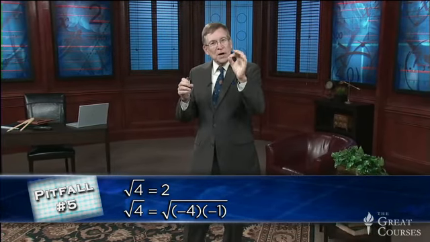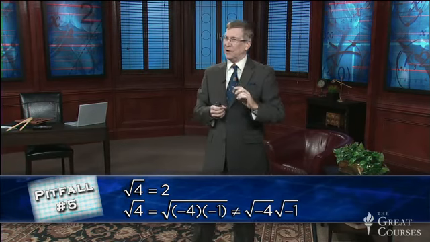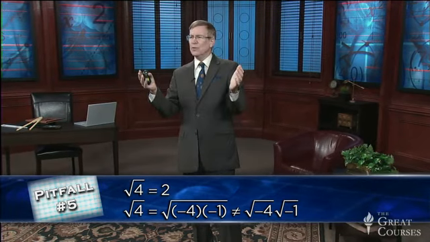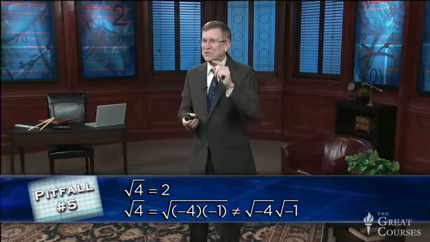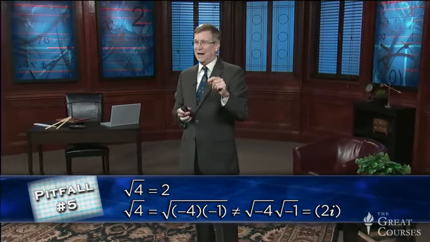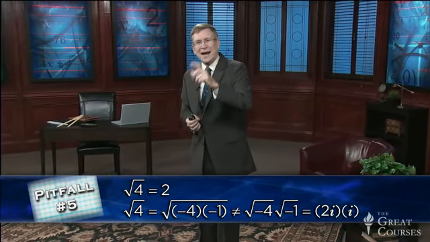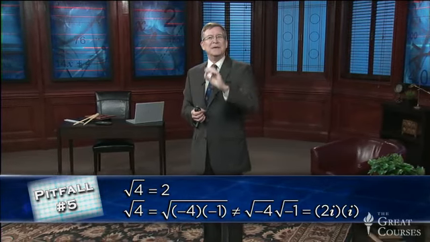But the square root of that product is not the product of the square roots, because you get the square root of minus 4 times the square root of minus 1. Those are square roots of negative numbers. And if you've studied complex numbers, you know that first one's equal to 2i, and the second one's equal to i. Multiply those together, you get minus 2. Moral of the story, be careful with radicals.